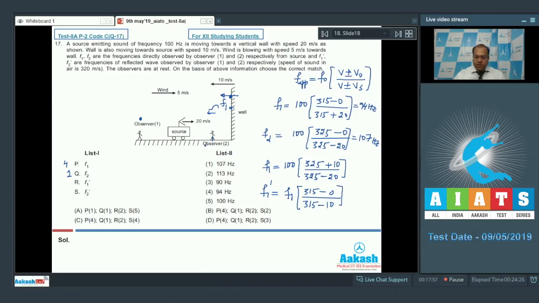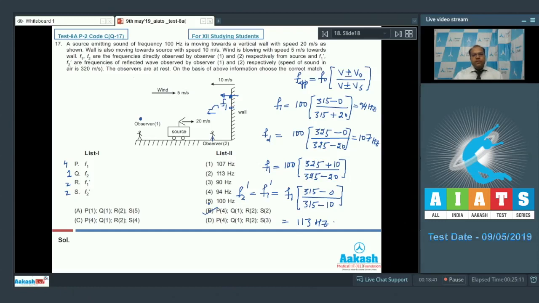In the same fashion, I have to write for the observer 2, that is f2 dash. So we can say that this f2 dash is same as that of f1 dash, because both the observers are on the same side of the source, that is wall. So if I substitute the value of f1 and solve this, this comes out to be nearly 113 Hertz. So the correct matching would be 2 and 2. So if I check the options, then option B is the correct answer.